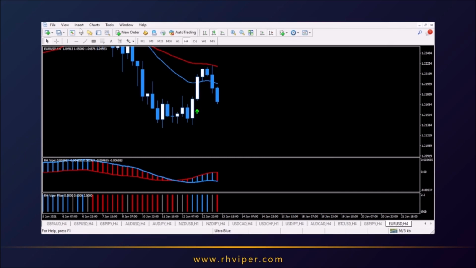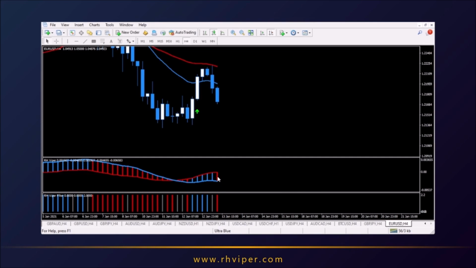Okay, we've got a candle that closed below the blue moving average, but that's not all we need. We need a couple of other components to this. At this point, we don't have any of the other criteria. This one candle is currently forming, but it looks like we may get all the other criteria met at the close of this candle. We have the RH Viper indicator.